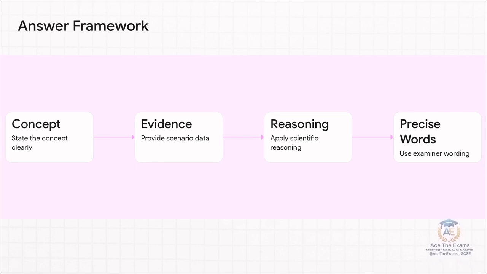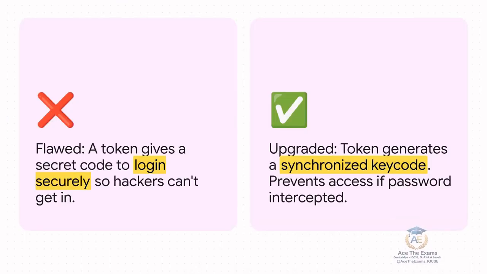First, state the concept clearly. Second, provide evidence or data directly from the scenario. Third, apply scientific or computational reasoning to explain how it works. And fourth, wrap it up using precise examiner wording. Let's actually see this framework in action and completely upgrade that trap question we looked at the beginning of our explainer. Now, what's really interesting here is seeing how a weak answer is instantly elevated just by injecting specific terms.